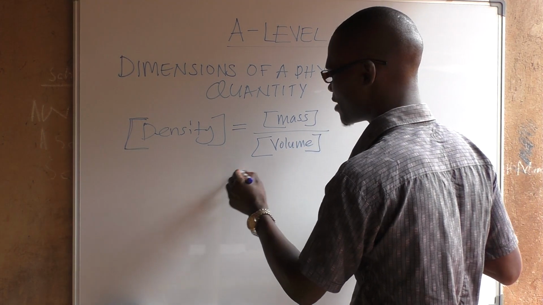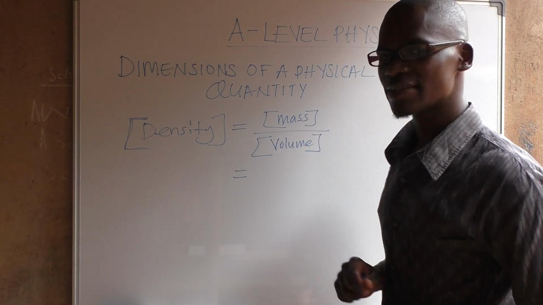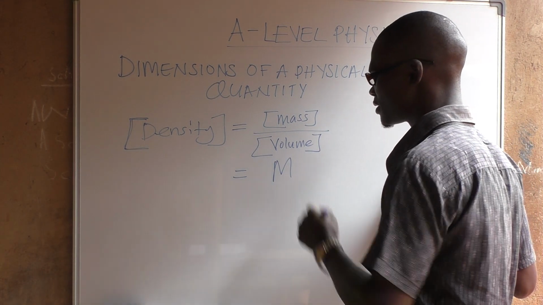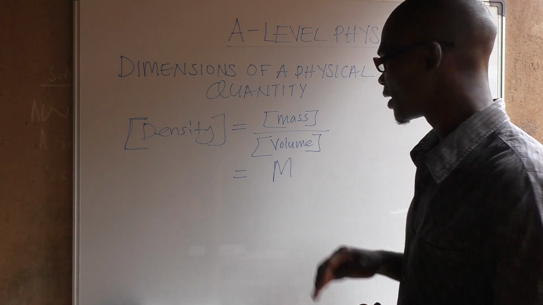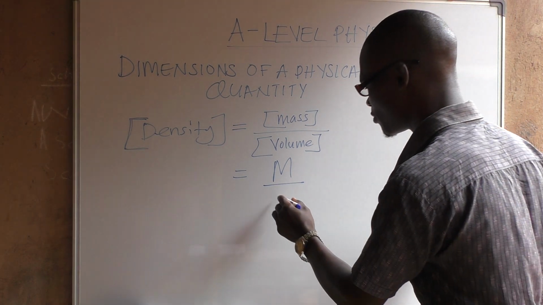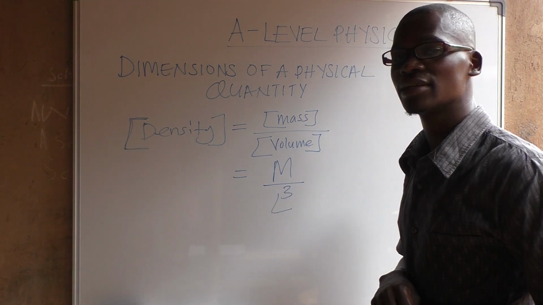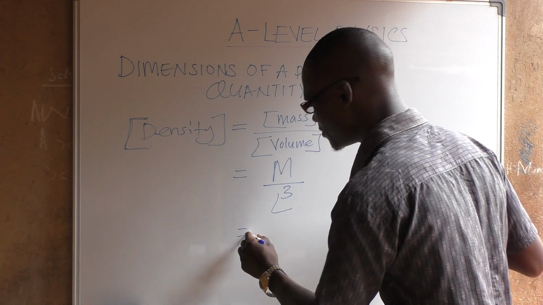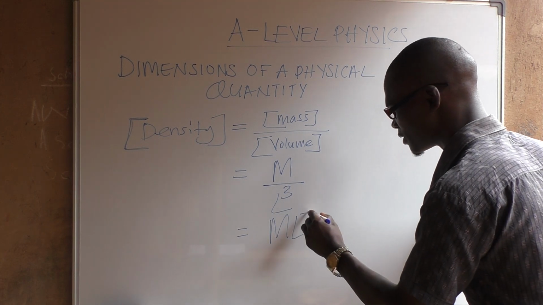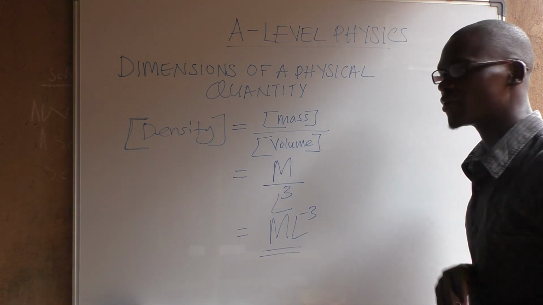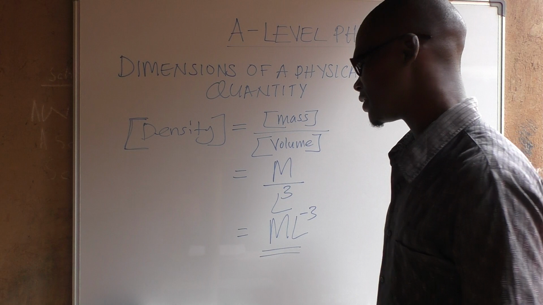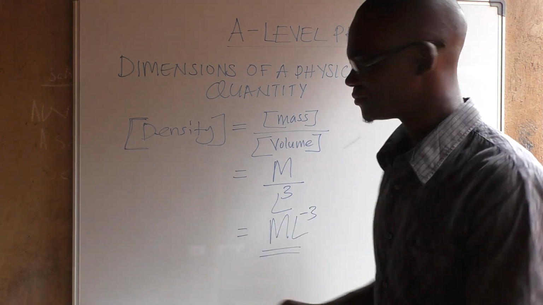Since mass is a fundamental quantity, its dimension is capital M. And volume is derived from length. Therefore, volume is length cubed. And therefore, the dimensions of density will be mass per cubic length. That is how we get the dimensions of density. We can also look at the dimensions of pressure.